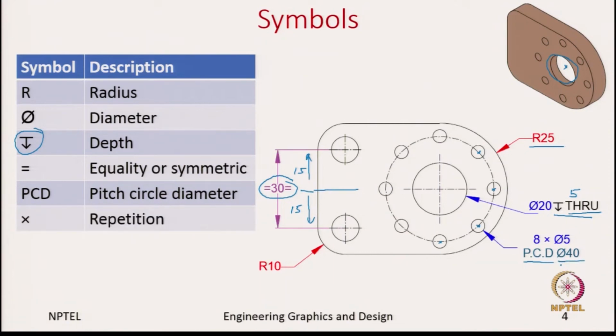And lastly, we can also use the cross mark for repetitions. For example, here we have seen there are 8 holes. So, instead of going to each and every hole and saying that it is of so and so diameter, we can simply say 8 cross diameter of 5. Which means each hole is of diameter 5 units, and we have 8 holes with the same dimension. Okay.